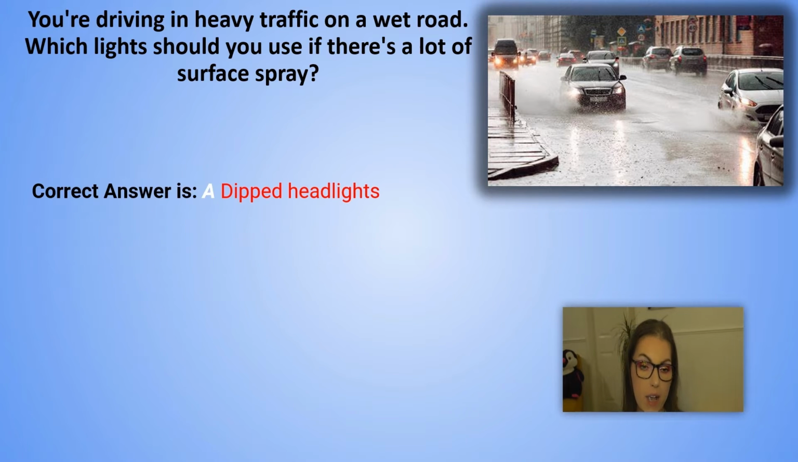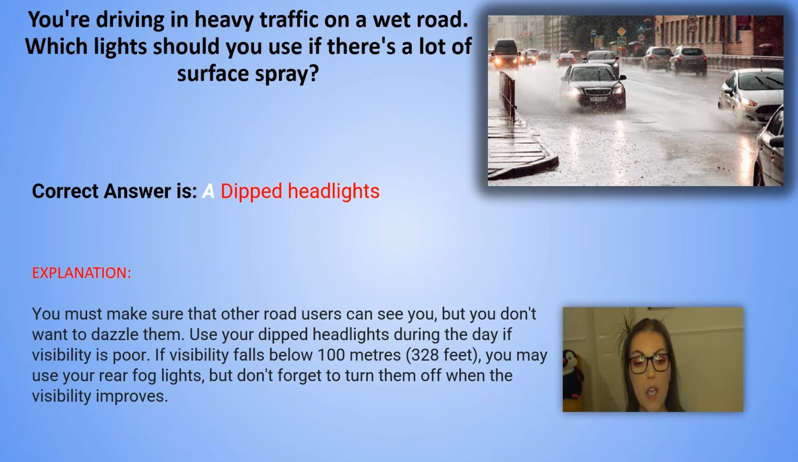And the correct answer is A. Dipped headlights. Explanation. You must make sure that other road users can see you, but you don't want to dazzle them. Use your dipped headlights during the day if visibility is poor. If visibility falls below 100 meters or 328 feet, you may use your rear fog lights, but don't forget to turn them off when the visibility improves.